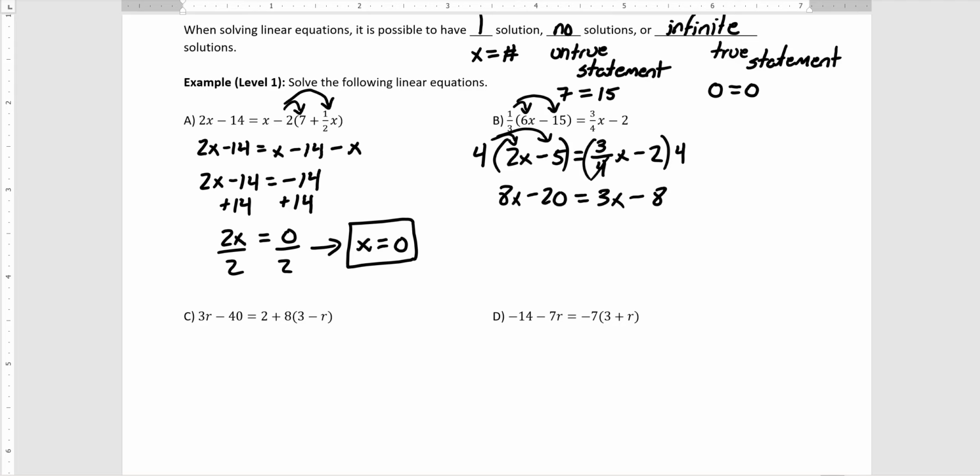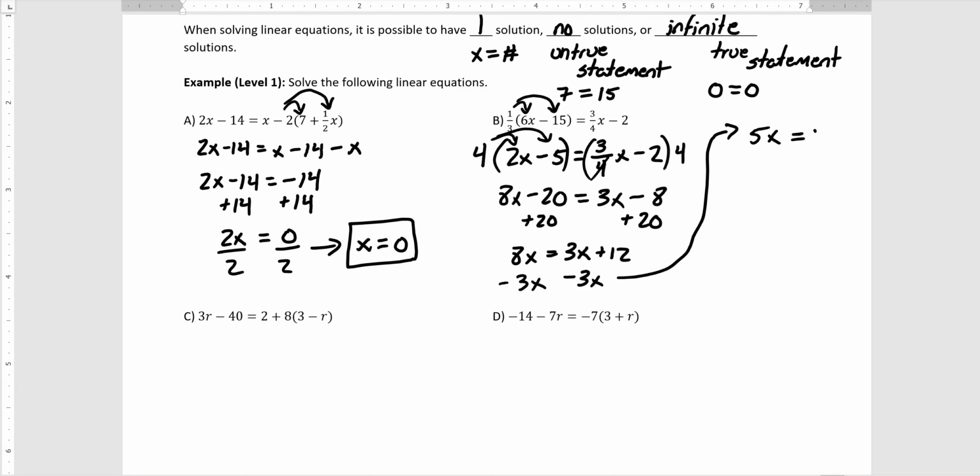Now I have this linear equation I can solve, so let's add 20 to both sides. When I do that, I'd have 8x equals 3x plus 12. Subtract 3x from both sides. I'm going to take this up top here so I have enough space. 8x minus 3x is 5x equals 12. To get x all by itself, divide by 5, and I find that x equals 12/5. All right, and that would be, again, one solution. In order to get a true statement, x needs to equal 12/5.